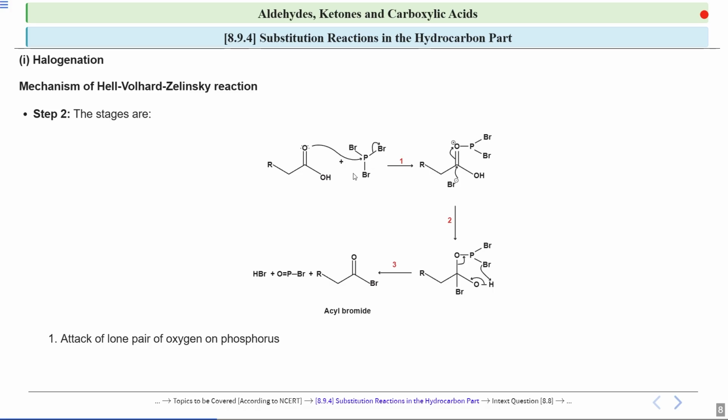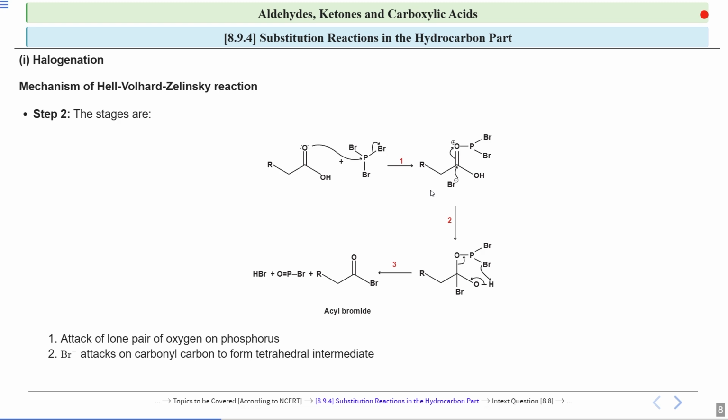In this, a region where extra electrons are present moves towards a region that can accept electrons. This oxygen has extra electrons, so it can donate them and move to the region where this phosphorus can accept electrons. This helps activate the molecule for the next stage of the reaction. So when this oxygen with its lone pairs attacks this phosphorus, one bromine leaves from here, and you get this compound.